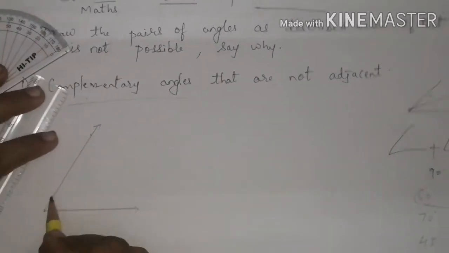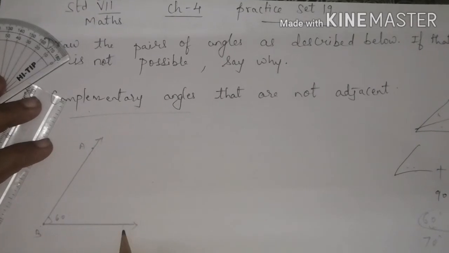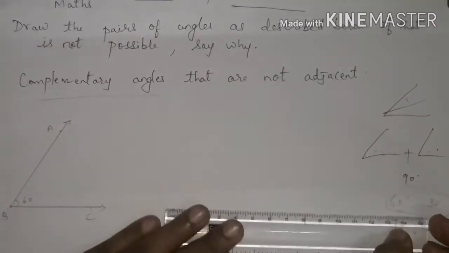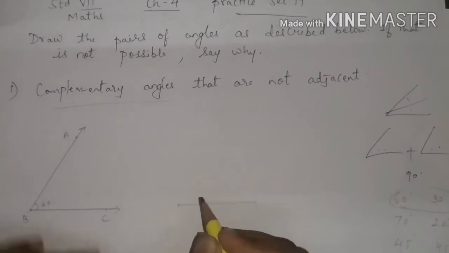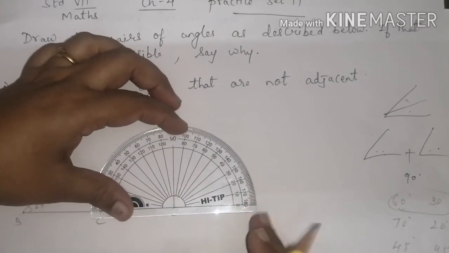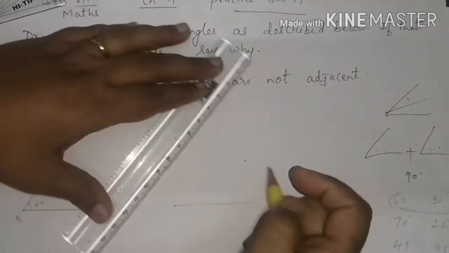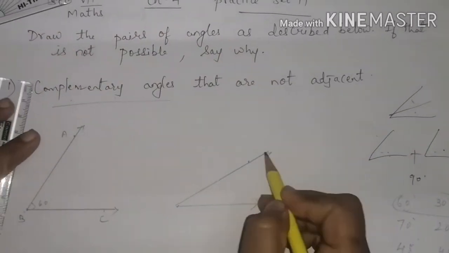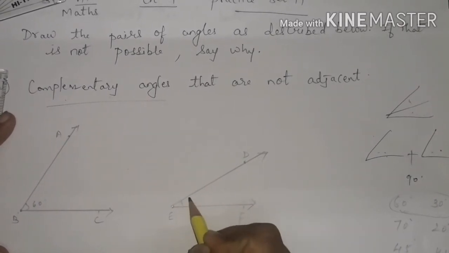So this angle I have drawn is of 60 degrees. Let us name it ABC. One more angle I have to draw of 30 degrees. Place your protractor over here. 30 degrees: 0, 10, 20, 30. Let us name this also DEF. This angle I have drawn is of 30 degrees.